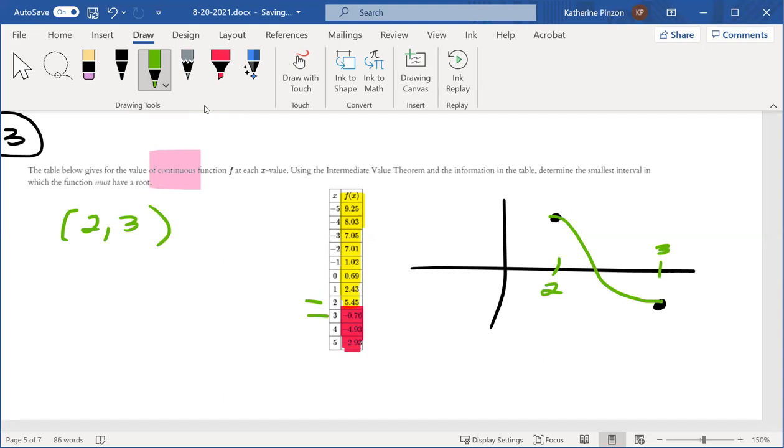Does that mean that it doesn't happen between, you know, -2 and -1? No, it just means it's guaranteed to happen between 2 and 3. That's the smallest interval we can place it on. We could have done it from like -3 to -5, right? At -3, it's a positive value. At -5, it's a negative value. It has to cross somewhere between there. But we want to get the littlest interval we can. So we know that that 0 is somewhere between 2 and 3.